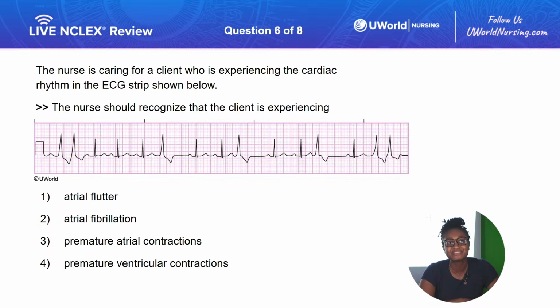Next question. The nurse is caring for a client who's experiencing the cardiac rhythm in the ECG strip shown below. The nurse should recognize that the client is experiencing what? Option 1, atrial flutter. Option 2, atrial fibrillation. Option 3, premature atrial contractions. Or option 4, premature ventricular contractions. Let me know what you guys think in the chat. Good job, good job.